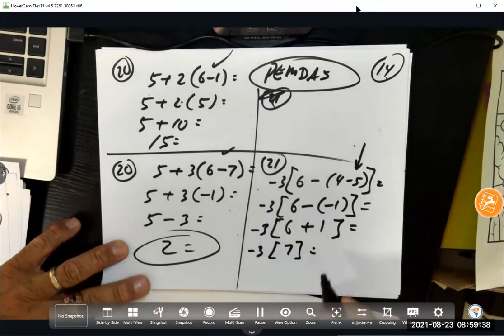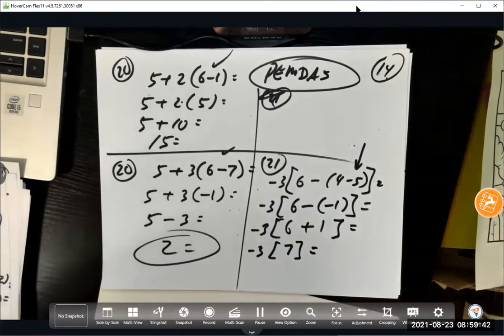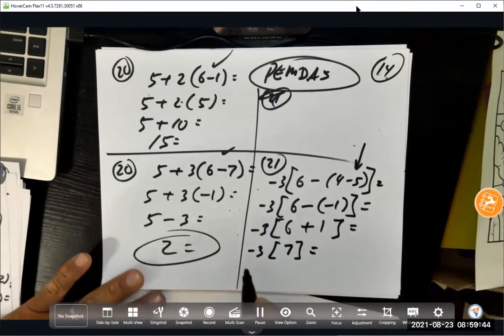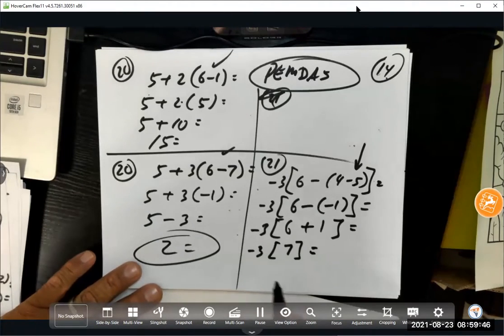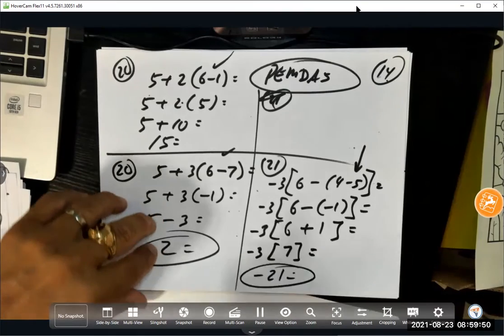Okay, we're almost there. And what is that number at the end? Times them. You tell me. Negative times positive. Negative 21. There you go. Yes, sir. You got it. Okay, 21 is good. I'm going to say you're good with 21. Let's go to the next one.